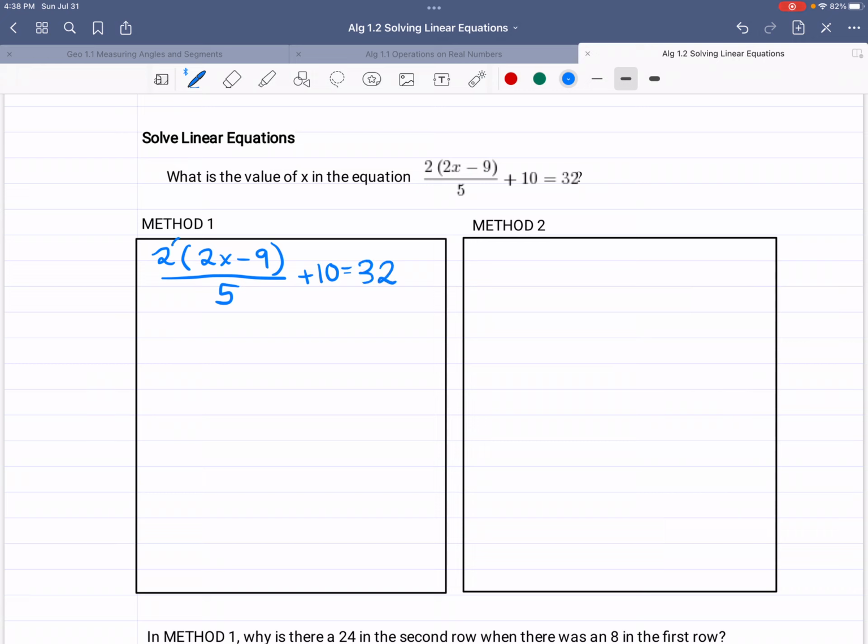So we're going to distribute the 2, which means multiply, by the 2x and the minus 9. 2 times 2x is 4x, and 2 times negative 9 or minus 9 is minus 18 over 5. Then we have plus 10 equals 32.